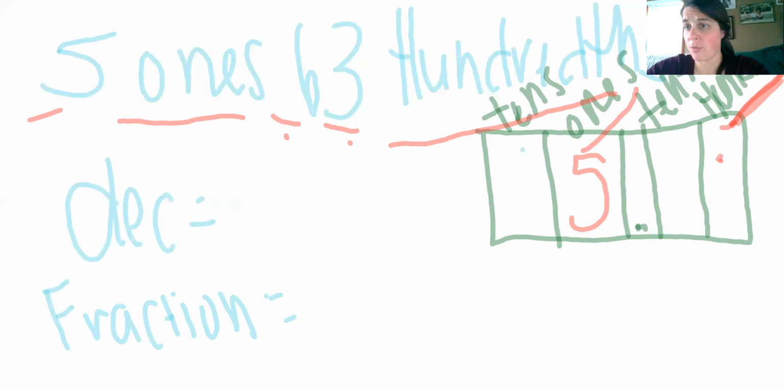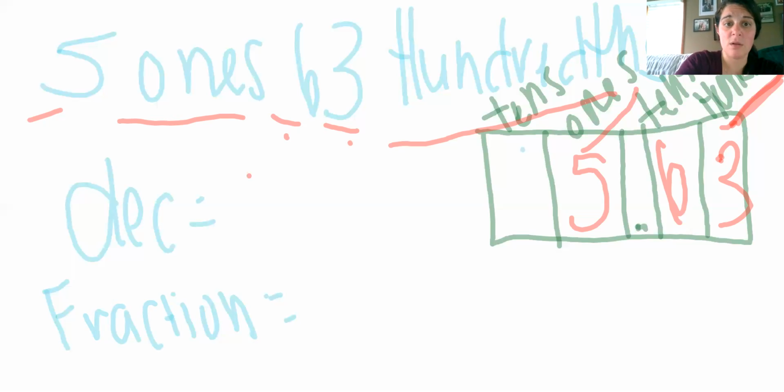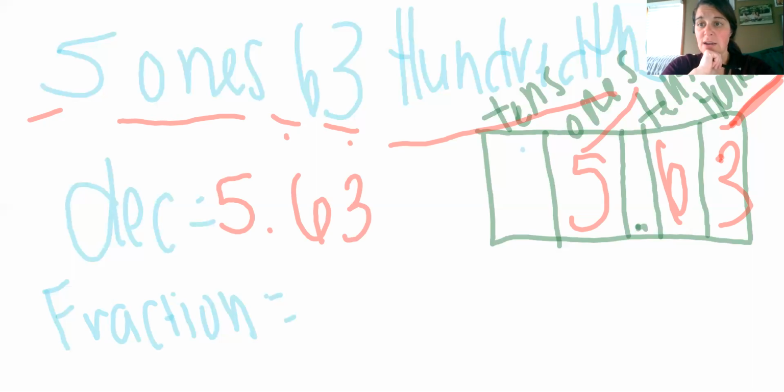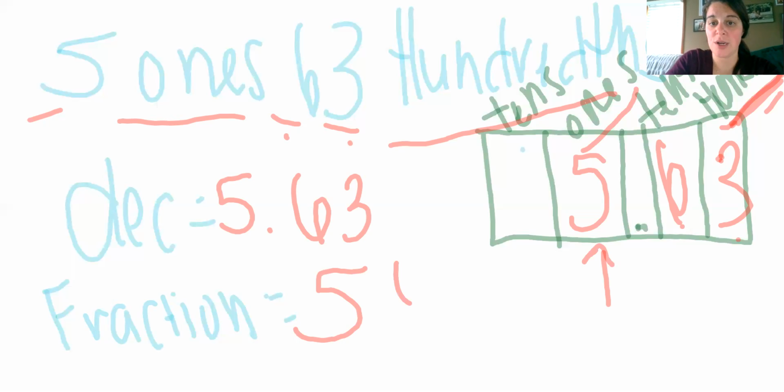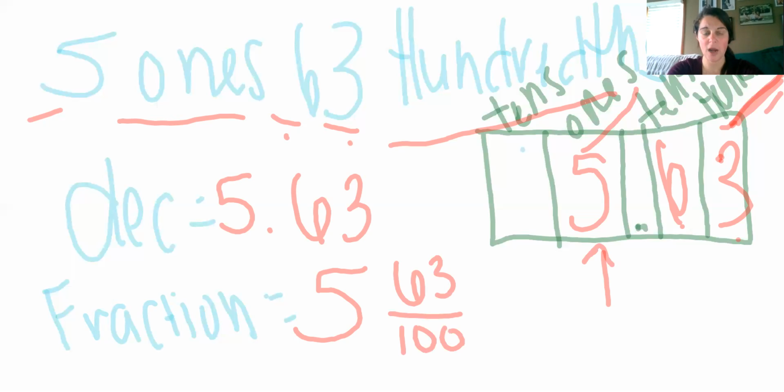So I think I wrote 3, right? Yes, 63. So as a decimal, 5 decimal and 63 hundredths. As a fraction, what's my whole number and my fraction? I have 5 wholes and I have 63 over 100. 63 over 100. There you go.